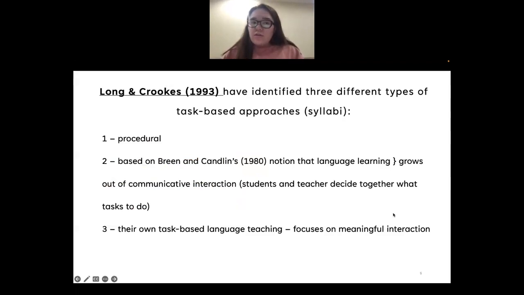And other scholars, Long and Crookes in 1993, have identified three different types of task-based approaches. They call them syllabi. So the first one is procedural. The second one is based on Breen and Candlin's notion that language learning grows out of communicative interaction. So students and teachers decide together what tasks to do. Then their own task-based language teaching, focusing on meaningful interaction.